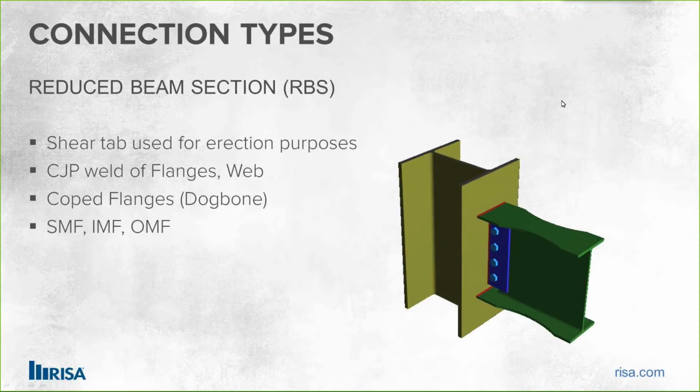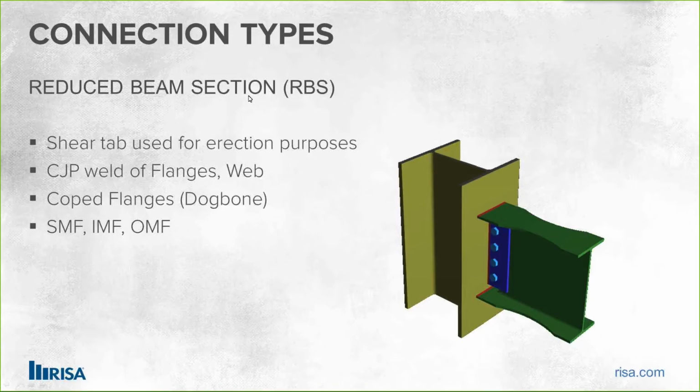In addition to that, there's the reduced beam section or RBS type connection. Now in this one, you also have a shear tab, which is only used for erection purposes, whereby the beam can be hoisted in place and bolted on just in terms of the web to hold itself in place for somebody to come in and do full CJP welds for the flanges and the web.